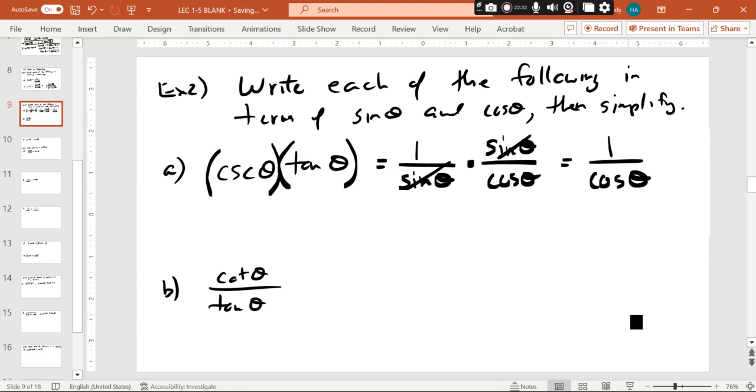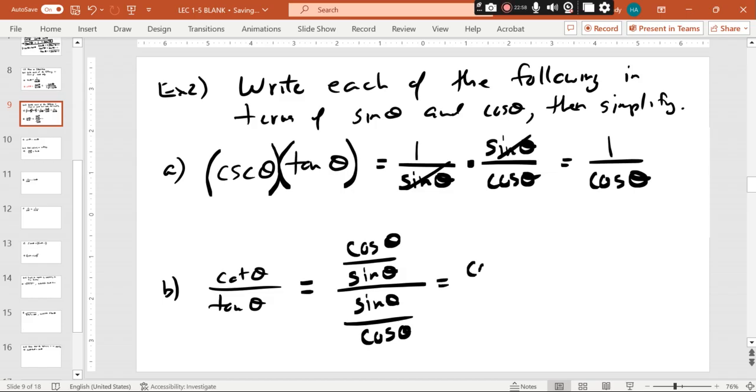These guys are multiplying each other. This is just one trig function. Okay, let's go with the next one here. Ooh, this is a ratio here. So let's see, cotangent is cosine theta over sine theta, divided by, and tangent is sine over cosine. We have ourselves a complex fraction.